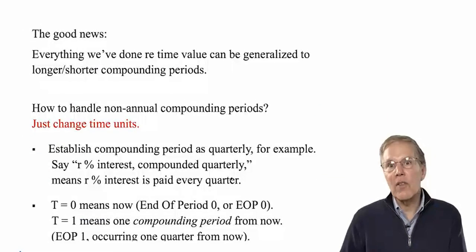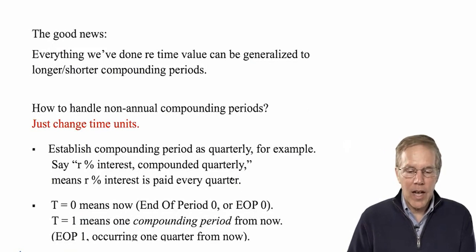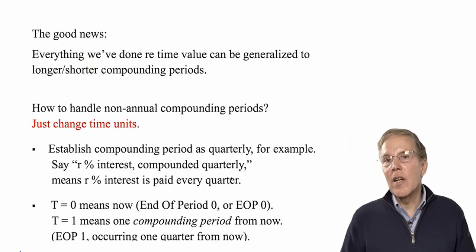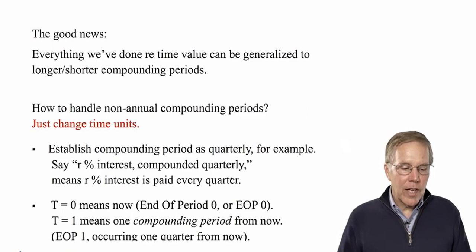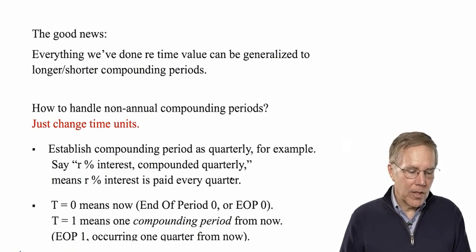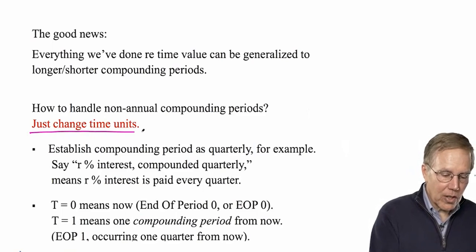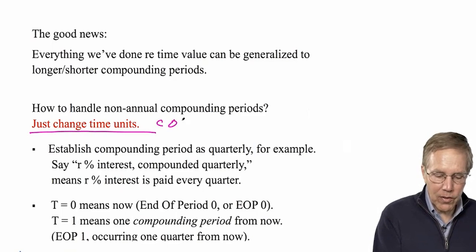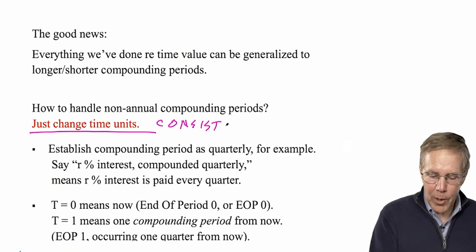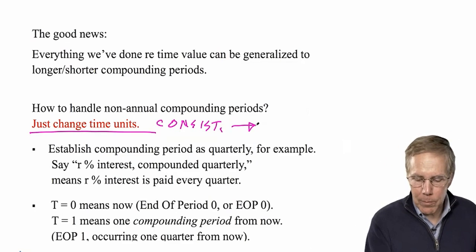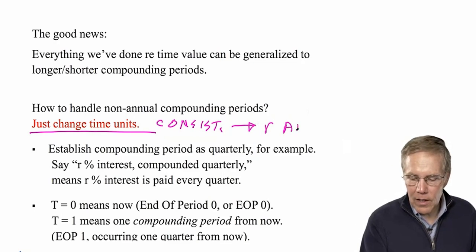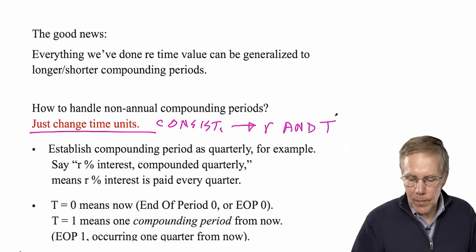And the great news, as you learned from Professor Odette, is that everything we have done regarding time value and everything you did with Professor Odette can be generalized to longer or shorter compounding periods by simply changing time units consistently. And you'll see what I mean by that. So we want to make this change consistently, and that means R and T.